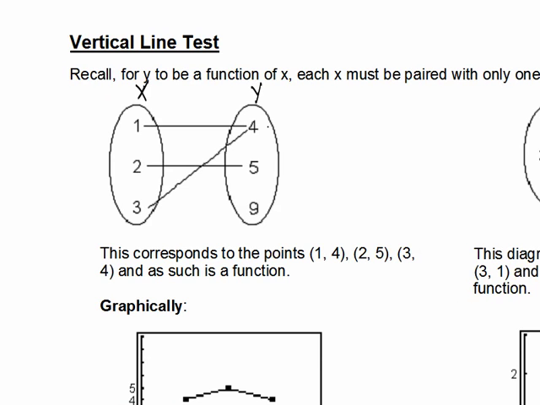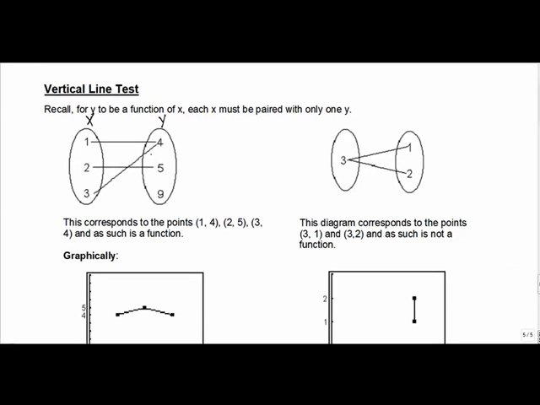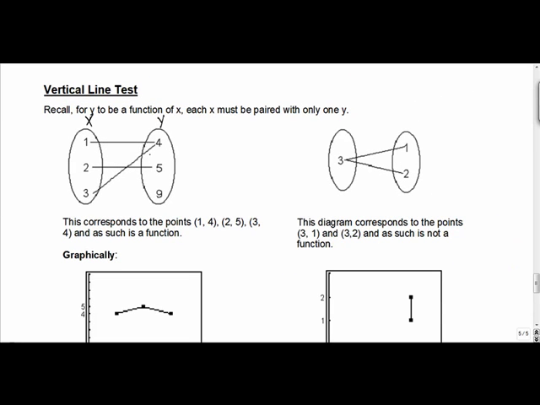Notice each x is mapped to only one y. Now it happens I didn't use the 9, but each x is mapped to only one y. This gives us the points (1, 4), (2, 5), and (3, 4). And because we use each x only once, we have a function.